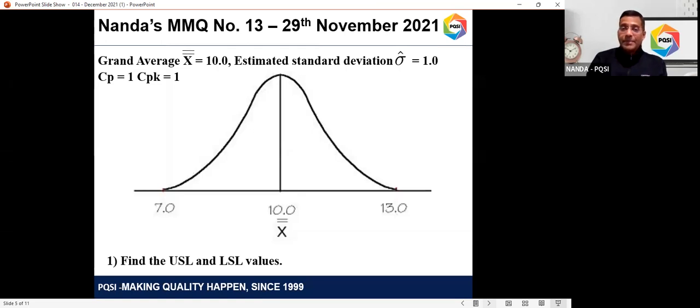CP is 1 and CPK is 1. And the question was to calculate what is the upper specification limit and the lower specification limit values, right? Now, a CP of 1 in this case tells you that that's the first portion of how we need to solve this problem. So let me explain how normally we solve this problem.